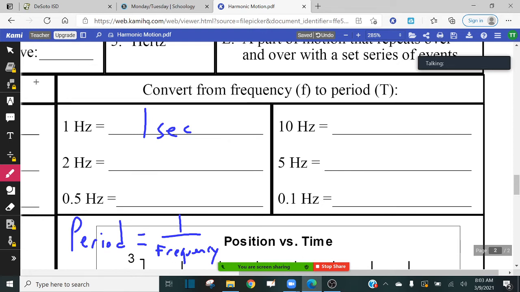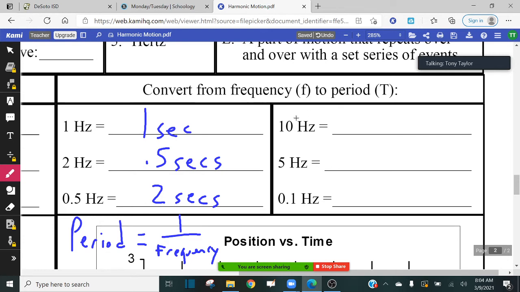So here we see that our frequency is 2 hertz. So if our frequency is 2 hertz, what is our period? Well, what is 1 divided by 2? 1 divided by 2 is 0.5. So it will be 0.5 seconds. So 0.5 seconds is our period. Okay, let's move on to the next one. What if we have a frequency of 0.5 hertz? If I do 1 divided by 0.5, that would be 2 seconds. Okay, 1 divided by 0.5 is 2 seconds.